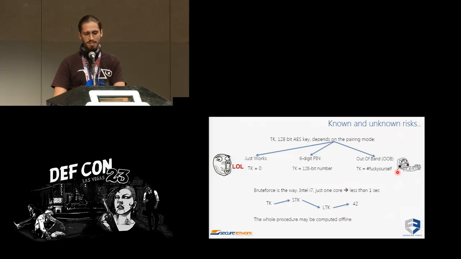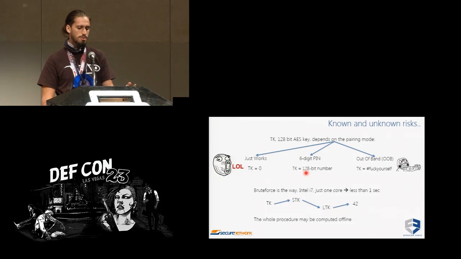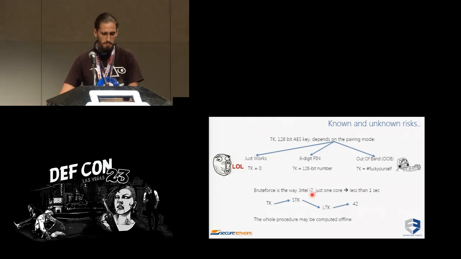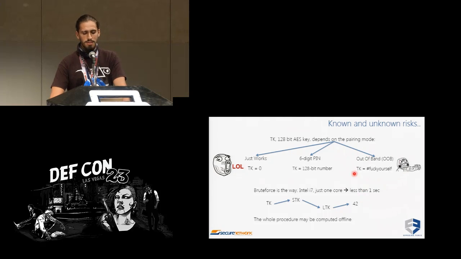And there are just three ways in which the TK can be established. If the pairing mode is Just Works, the TK is set to zero. So simple. If it is a six-digit PIN, it is just a six-digit number padded to a 128-bit number, and it can be easily brute forced using a PC, even offline, in less than 1 second. If it is out of band, it means that the message is transmitted in another spectrum band, so it is not so easy to detect.